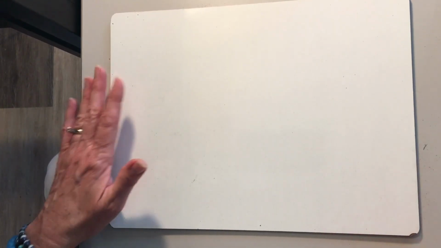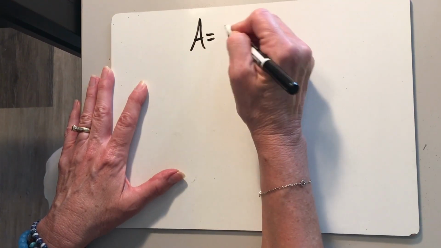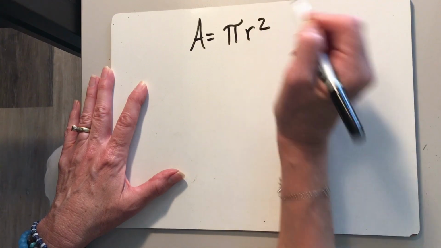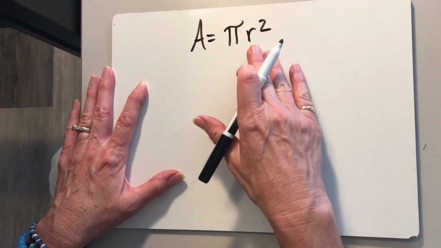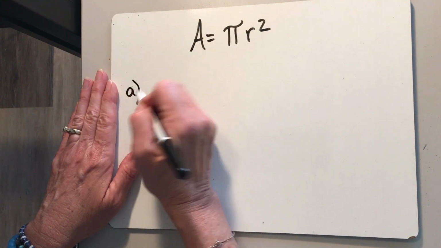So we've just learned that the formula for the area of a circle is area is equal to pi r squared. That is the formula. All you do is plug in the numbers that you're given. So let's take a look at example A.